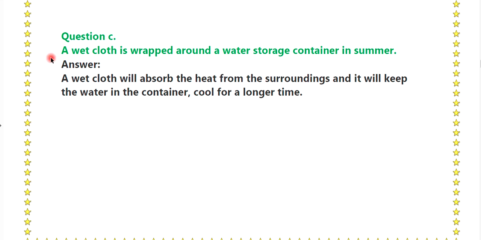Question number C. A wet cloth is wrapped around a water storage container in summer. Answer: the wet cloth will absorb heat from the surroundings and it will keep the water in the container cool for a longer time.